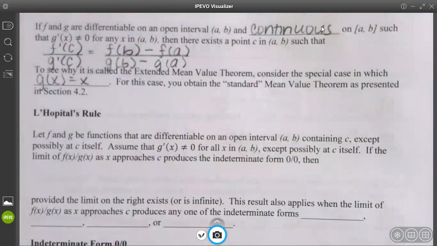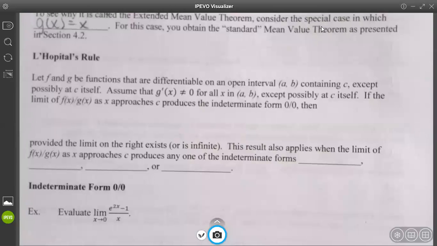All right, so L'Hopital's rule. Let f and g be functions that are differentiable on an open interval a to b containing c, except possibly at c itself. Assume that g prime of x does not equal 0 because we don't want it to be 0 on the bottom for all x in a and b, except possibly again at c itself. If the limit of f of x over g of x as x approaches c produces the indeterminate form 0 over 0. So this is the limit of your function as x approaches c. So it doesn't matter what that c is, 2, 1, 4, 8, infinity.